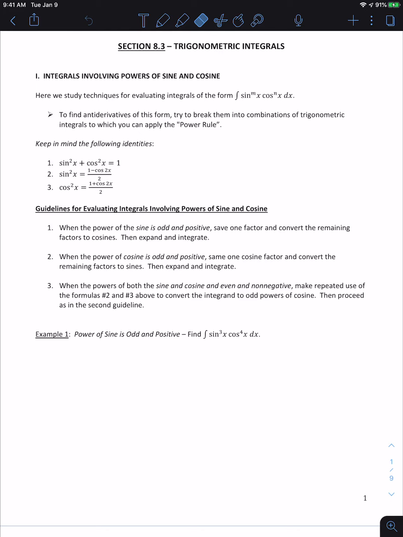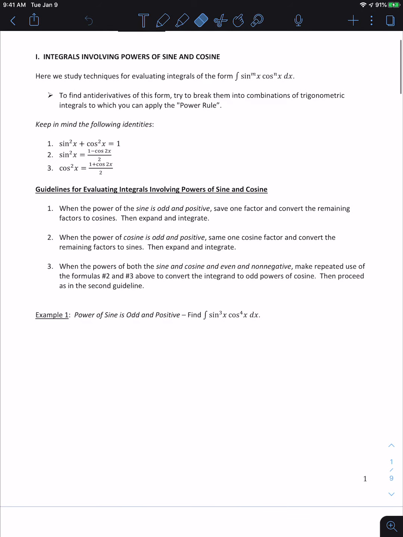To do that, we're going to keep in mind these three identities. The first one is the Pythagorean identity, and the other two, 2 and 3, are the power reducing formulas. Notice 2 turns a sine squared into a cosine to the first power, and 3 turns a cosine squared into a cosine to the first power. That's helpful because we know how to integrate sine and cosine to the first power.